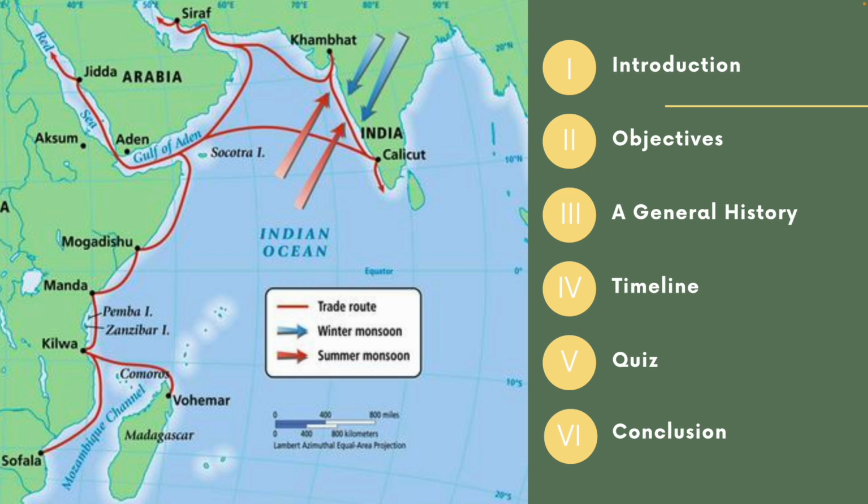So if you look at the map, right, this is the Swahili Coast all along here. Like Mogadishu, Manda, Kilwa. This is all the Swahili Coast. And if you look on that map, you can see that this part of Africa is on the side of the Indian Ocean. So this is the Indian Ocean.